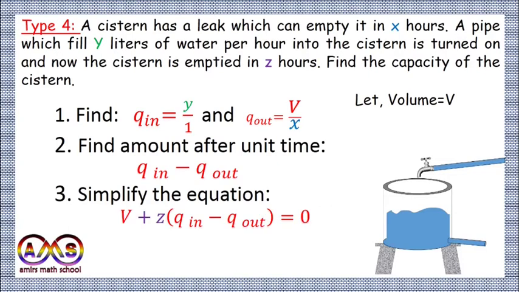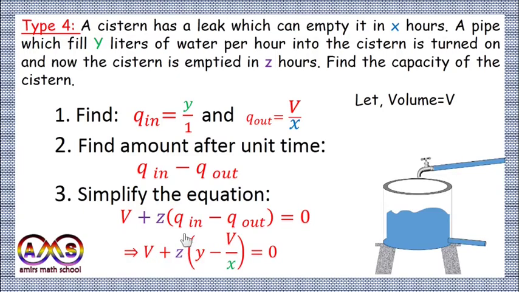Here, the final equation is V plus Z into Q in minus Q out, which is equal to 0. Here, Q in minus Q out is the amount after unit time. Here Q out must be larger than Q in. That's why finally the cistern is empty. So V plus Z into Q in minus Q out, finally the cistern is empty. That's why the final result is 0.